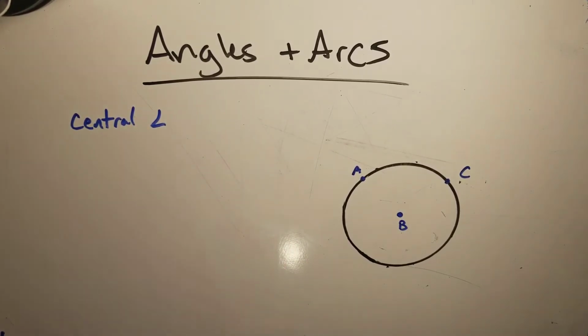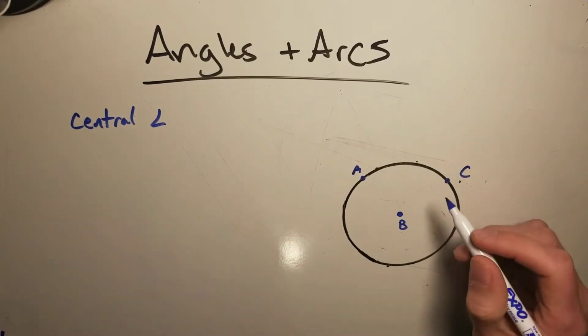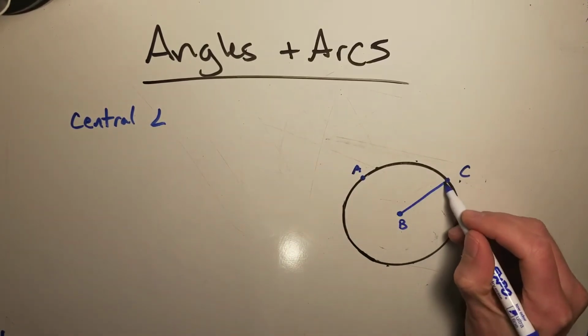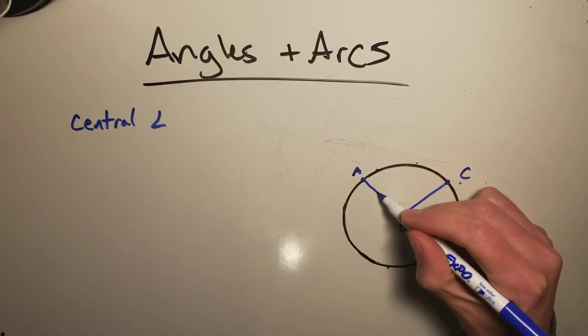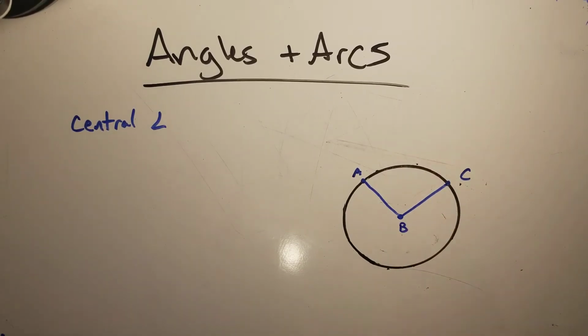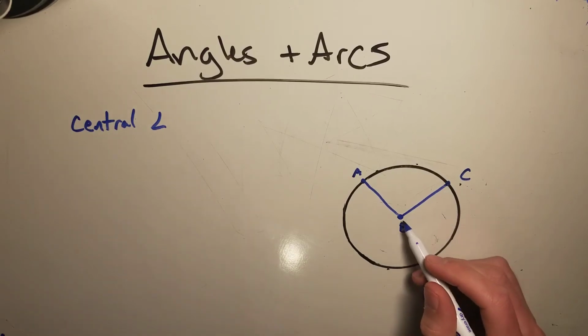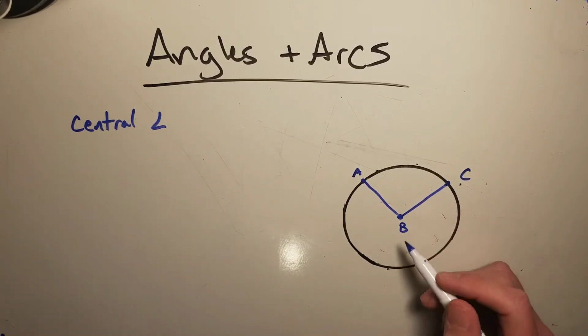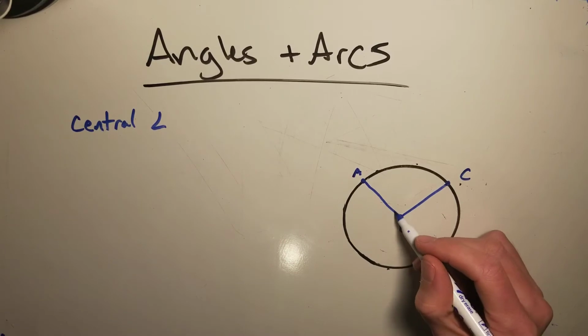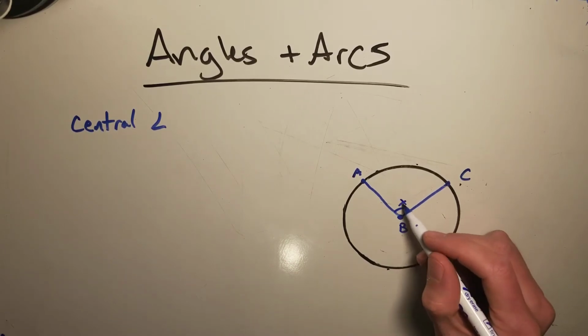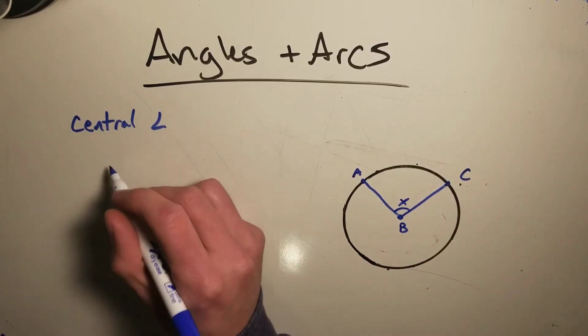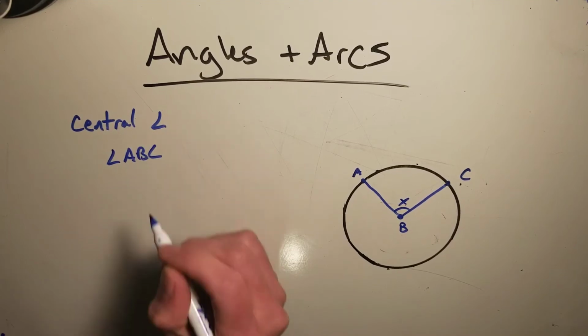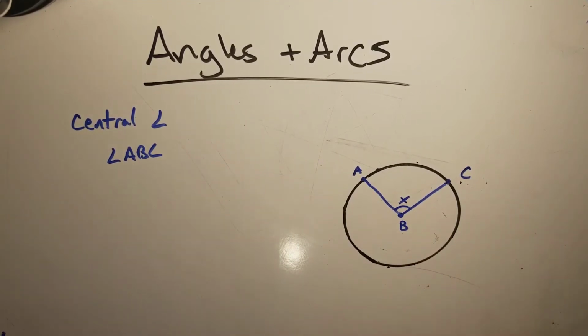Now the central angle of a circle is an angle that is formed by using two of the radii of that circle. And your center is going to be the vertex of that angle. So like right here, say you have a measurement of x, angle ABC would be a central angle of circle B.